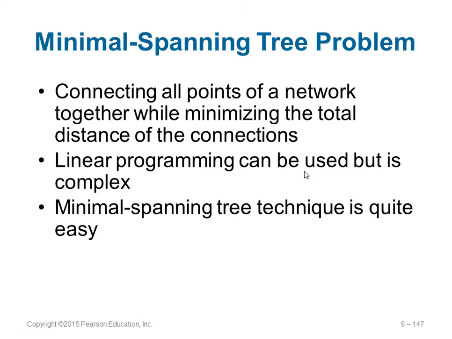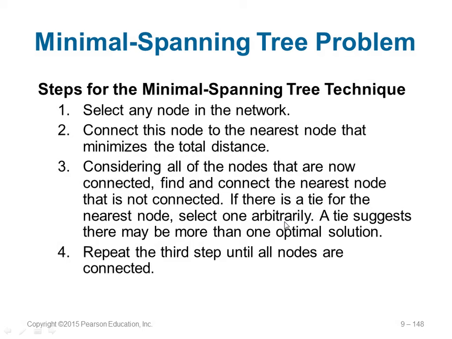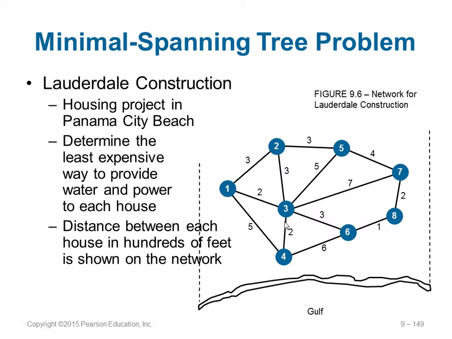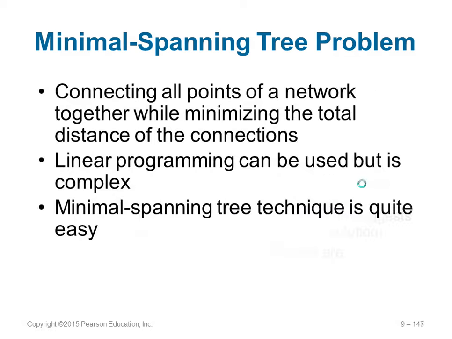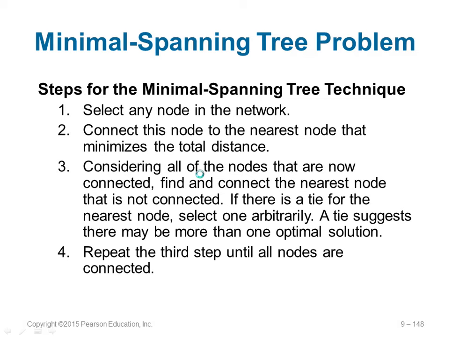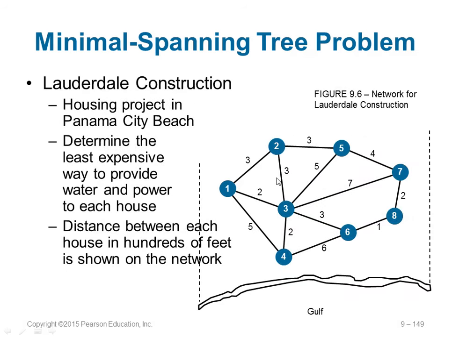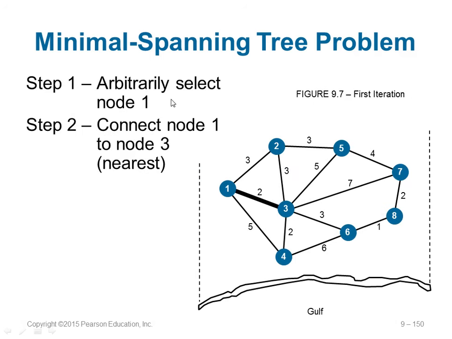Next is called the minimal spanning tree problem. Here you want to connect all the points of a network while minimizing the total distance. Here again, we can use linear programming, but it becomes a little bit complex. So you will prefer to use what is called the minimum spanning tree technique. So here, how to do minimum spanning tree. The algorithm is explained in this slide, but we will take an example to understand it. The places are given and the cost, or the distance, is also given to you here. Arbitrarily select any node.